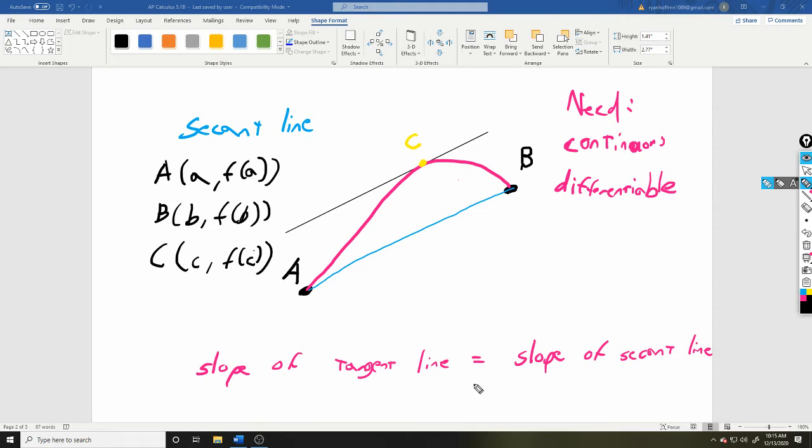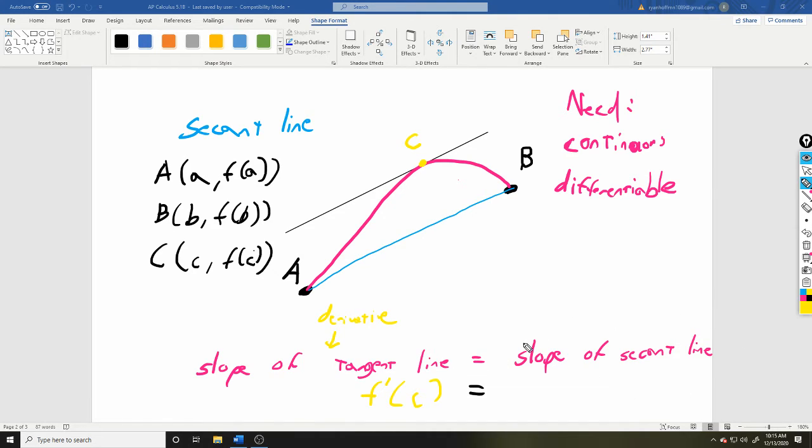Welcome back, and hopefully you got at least one of these. If we're looking for the slope of our tangent line, let's start with the easy one. The slope of the tangent line at a point is, hey, that's just a derivative. It's the derivative at that point. So it's going to be f prime at the point, which is C.